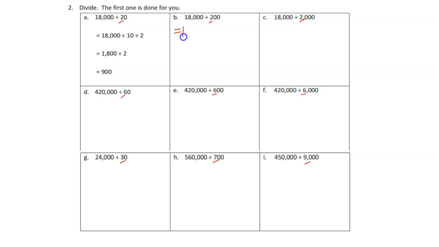So we're going to go ahead and do the same thing here. Now I have 18,000 divided by 200, which can be written as 100 divided by 2. So now I say, well, I know that 18,000 divided by 100 is going to look similar to this, where on my place value chart it's going to move 2 places to the right. So my decimal is going to appear to move 1, 2 places. So that's going to be equal to 180 divided by 2. All right.